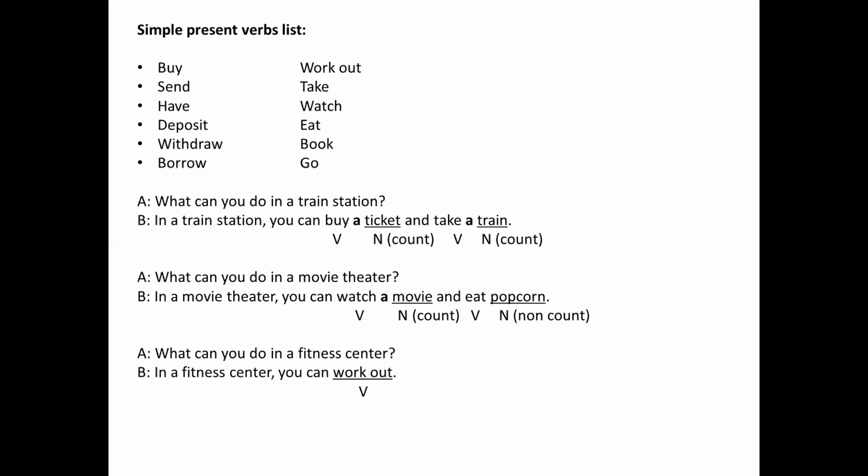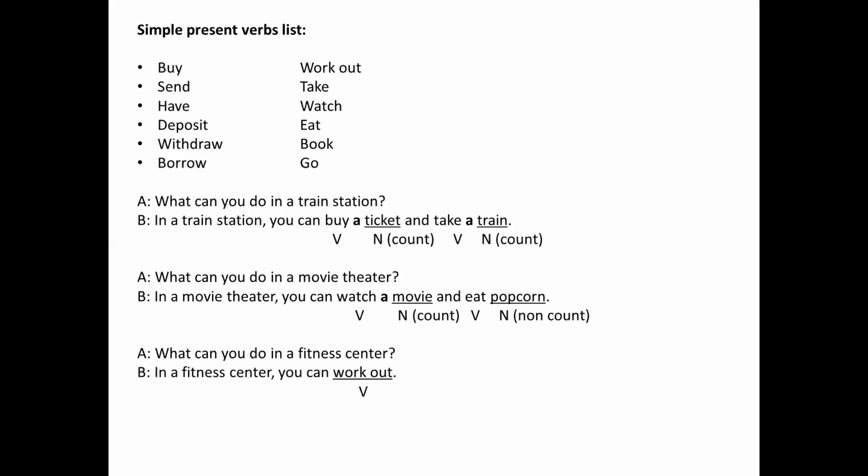Example 2. What can you do in a movie theatre? Answer. In a movie theatre, you can watch a movie. Again, movie is a count noun, right? So we need a. And eat popcorn. Now, popcorn, we cannot count. We cannot say 1 popcorn, 2 popcorns. Totally wrong. Sounds stupid, right? So because we cannot count it, we're going to call this a non-count noun. And for non-count nouns, we never use a. So don't use a in this case.